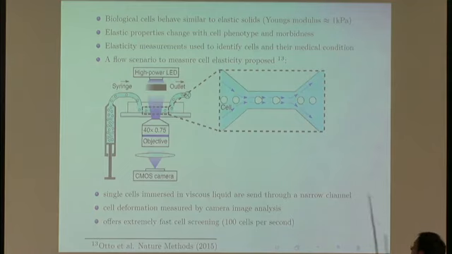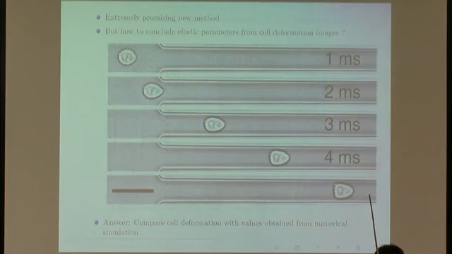And this method is extremely fast. Usual methods like AFM measurements can scan about one cell per minute or so, and this method offers screening about 100 cells per second. So it's like 5,000 times faster. And that's why they built a startup company for this, and also a patent is pending.